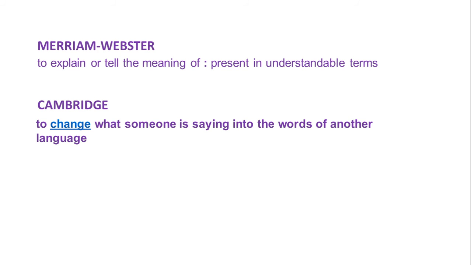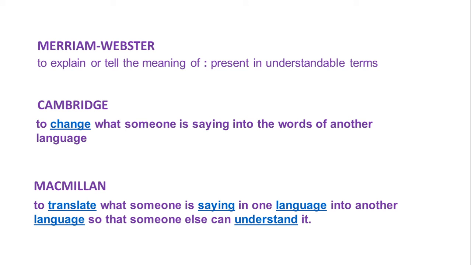Another dictionary, Cambridge, says to change what someone is saying into the words of another language. Macmillan says to translate what someone is saying in one language into another language so that someone else can understand it. That's what Macmillan says about interpretation.